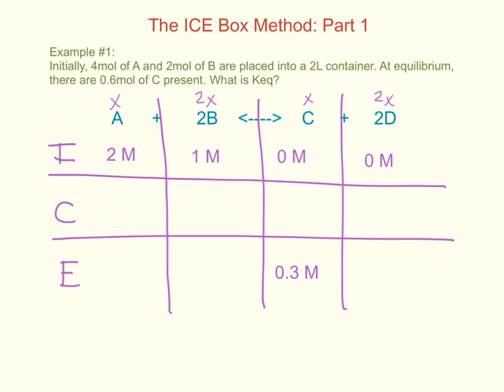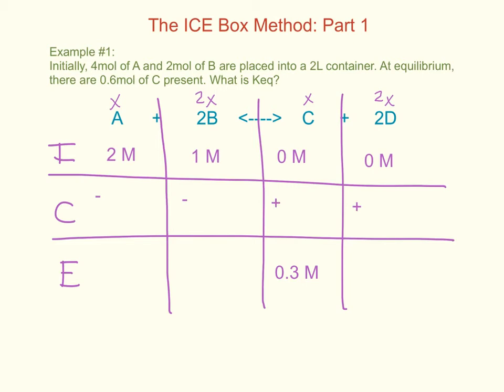Next, I'm going to use negative and positive to show reacted or formed. So my reactants are going to react. I'm going to subtract amounts from them. So I'm going to put negatives in the change row for my reactants. And my products are going to be formed, or I'm going to add to my products. So I'm going to put pluses in the change row for my products.